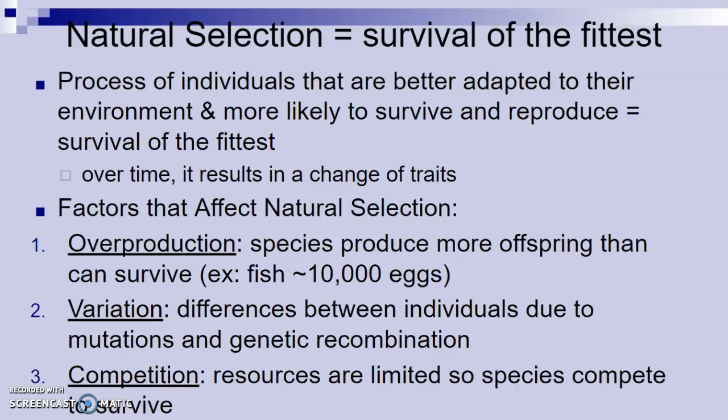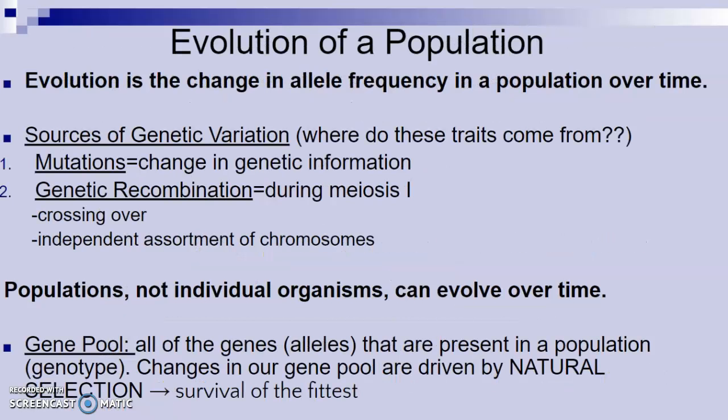Why? It's overproduction. Variation. Those are the differences between individuals due to mutations and genetic recombination. And of course, competition. Resources are limited, so species must be able to compete to survive. Evolution is a change in allele frequency in a population over time. Sources of genetic variation. Where do these traits come from? They come from mutations, they come from genetic recombination. Populations, not individual organisms, evolve over time.